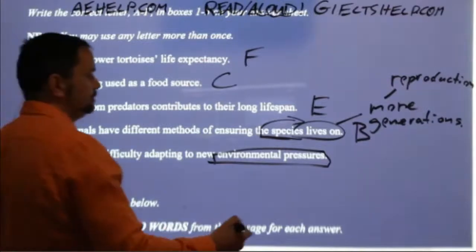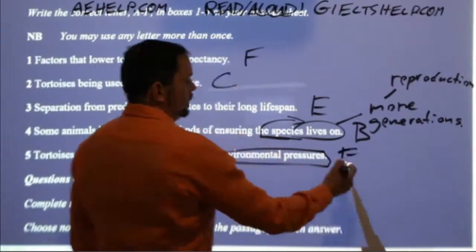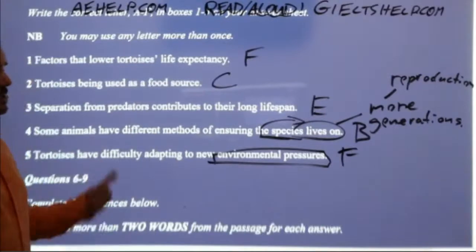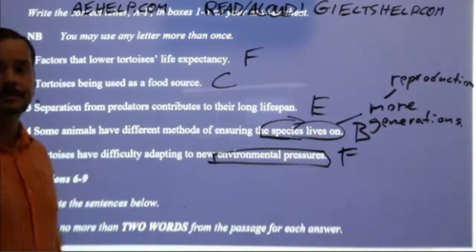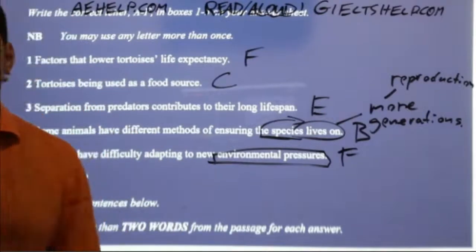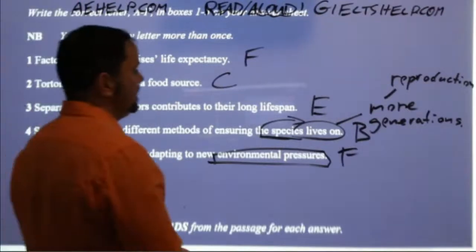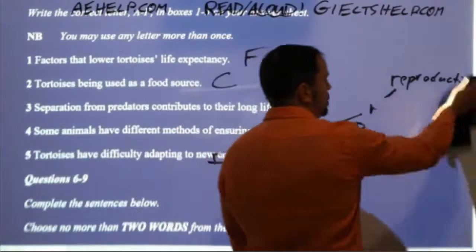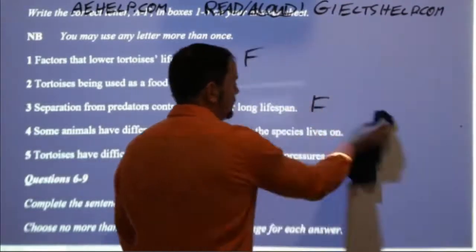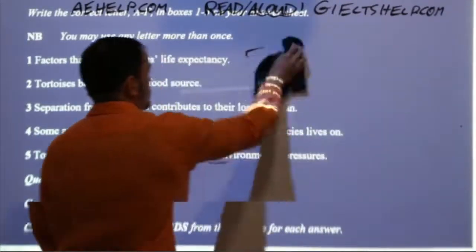F. Okay. New environmental pressures are humans, pollution, and predation, right? F. Very good. Okay, so F, C, E, B, F. Those are your correct answers. Be confident. Move on. Okay, once you have those. Very good.